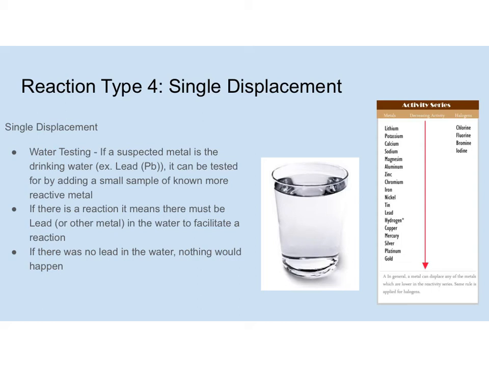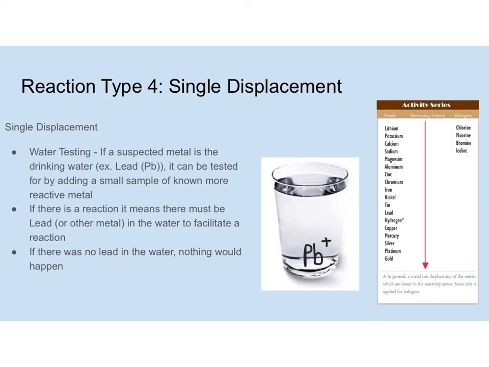Say I suspected that a metal is in the drinking water. Say I think that something like lead is in my drinking water. So I'm just going to get drinking water, and I think that lead is in there. I don't know because it's clear. You wouldn't be able to see it, but I think that, say, lead is in there.